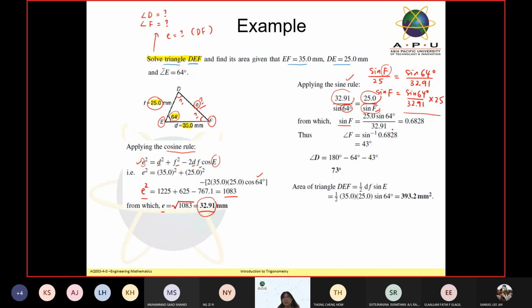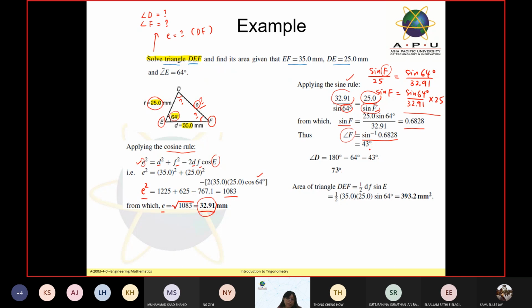So now, after you get sine F equals 0.6828, you haven't finished yet, because you need to find the angle of F. To get the angle of F, you need to find the arc sine. Students, do you know how to find arc sine?